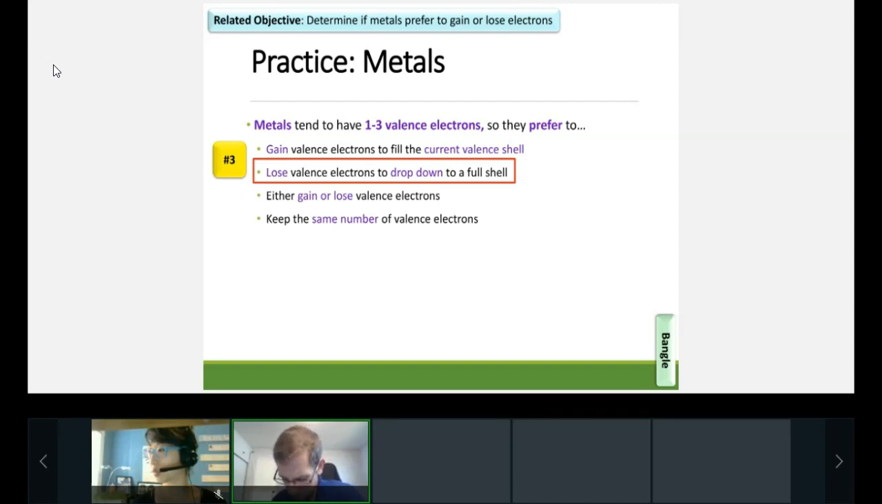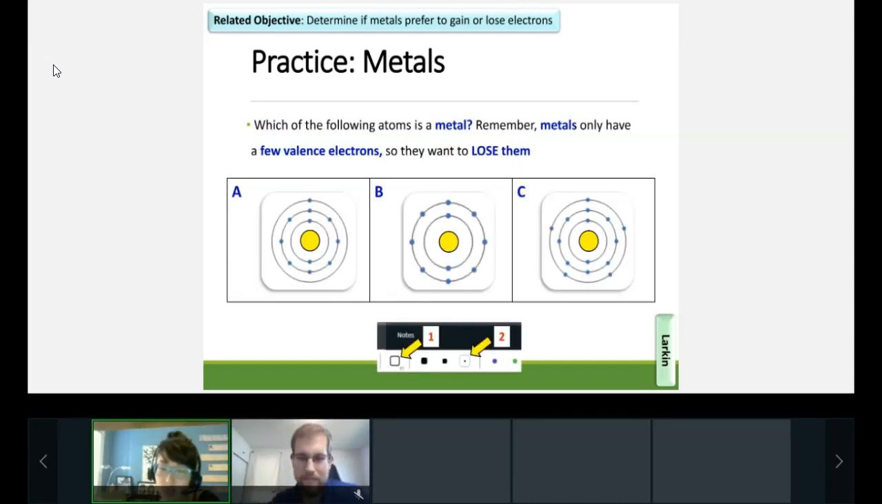I'll set a timer. So what I want to know is which of these following atoms is a metal? Remember, metals only have a few valence electrons. That means they have 1 to 3 outermost electrons. So we don't even need to know the actual elements here. Go ahead and on the whiteboard, circle that for me. Which of these only has 1 to 3 outermost or valence electrons?